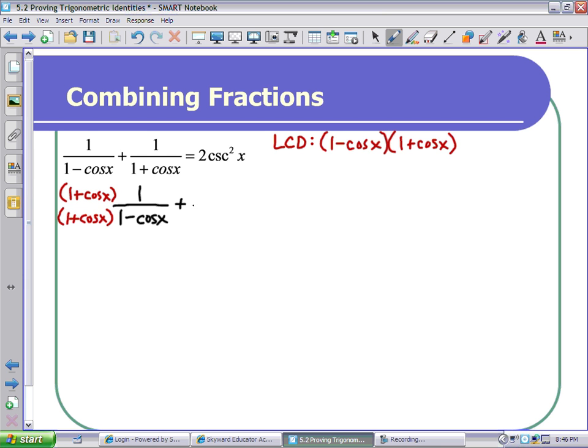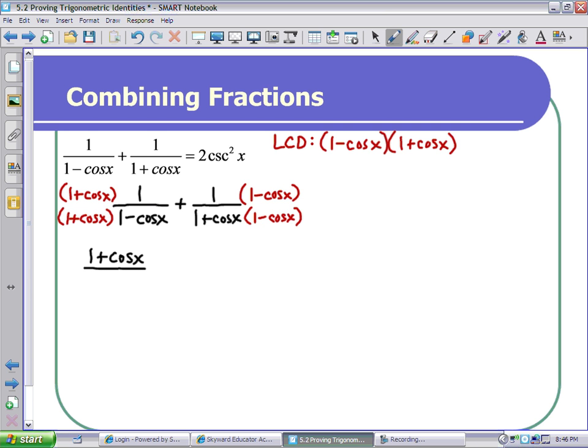The second fraction, I have 1 over 1 plus cosine x, and that's missing 1 minus cosine x, so I'm going to multiply the numerator and the denominator by that. When you multiply the first fraction, the numerator, 1 times 1 plus cosine x, you're going to get 1 plus cosine x in the numerator.